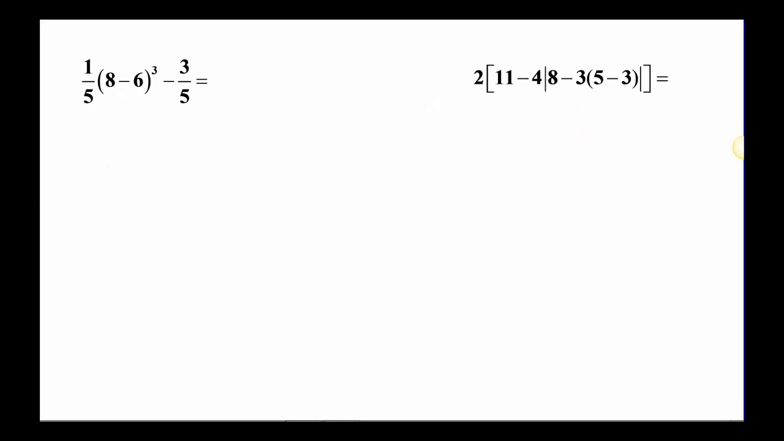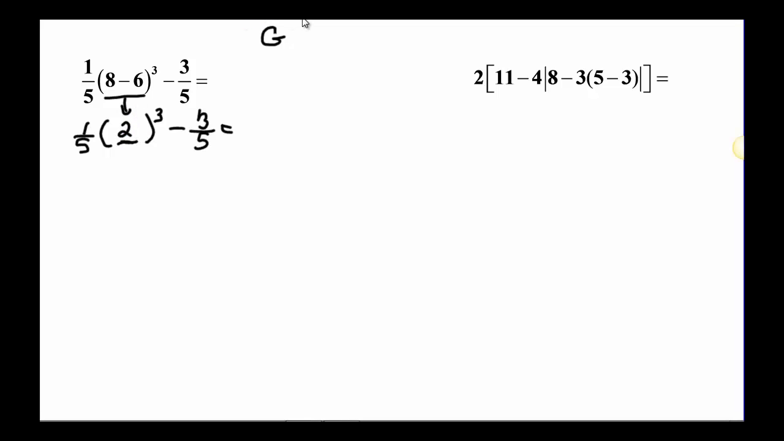Let's look at another set of examples. All right, we don't have the GEMDAS up there, so let me get that up there. So grouping symbols, we have that right here. So let me just rewrite this problem. 1/5 times whatever we get there, cubed, minus 3/5 is going to be equal to something. So in here, 8 minus 6 is going to be 2.